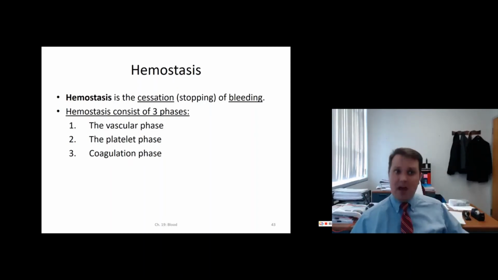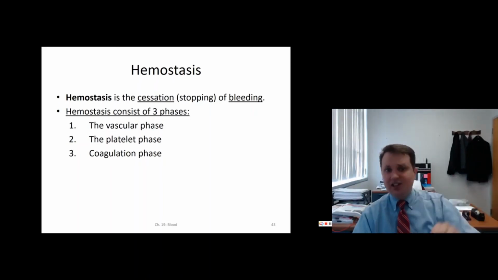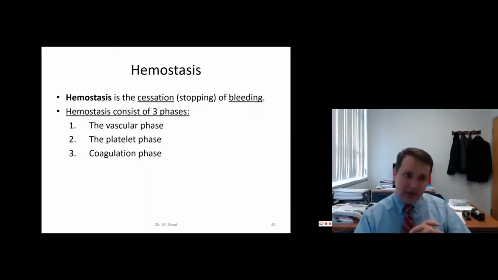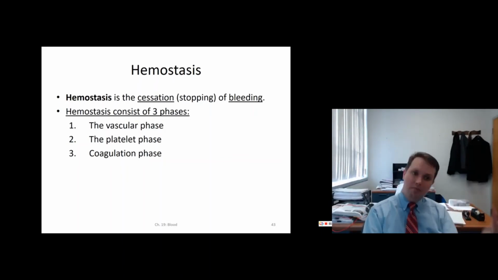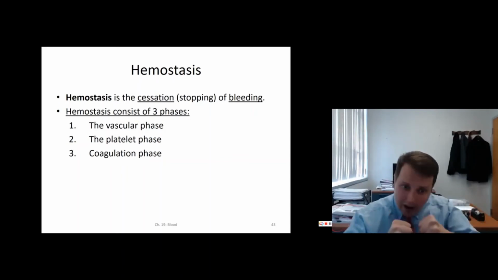Okay, so what is hemostasis? The stopping of bleeding. What's the fancy word for stopping? Cessation. Cease and desist. Stop bleeding. Hemostasis. Hemo, blood. Stasis, stopping. Stopping bleeding. Okay? Hemostasis. There are 3 stages for hemostasis. Vascular phase, platelet phase, coagulation phase.